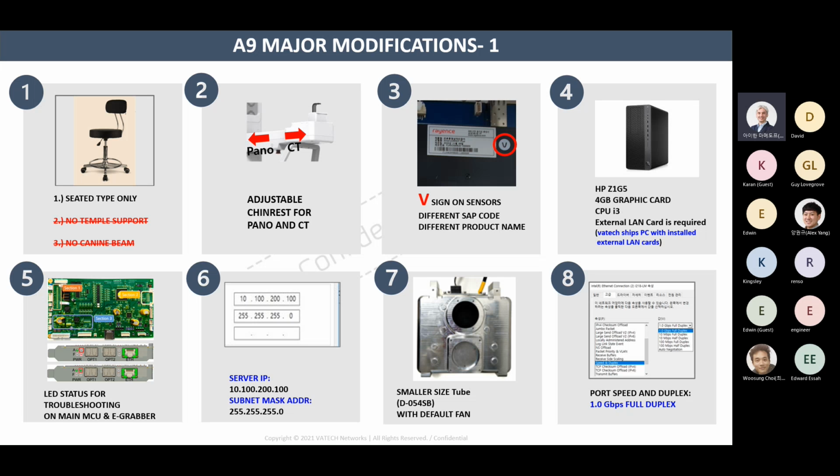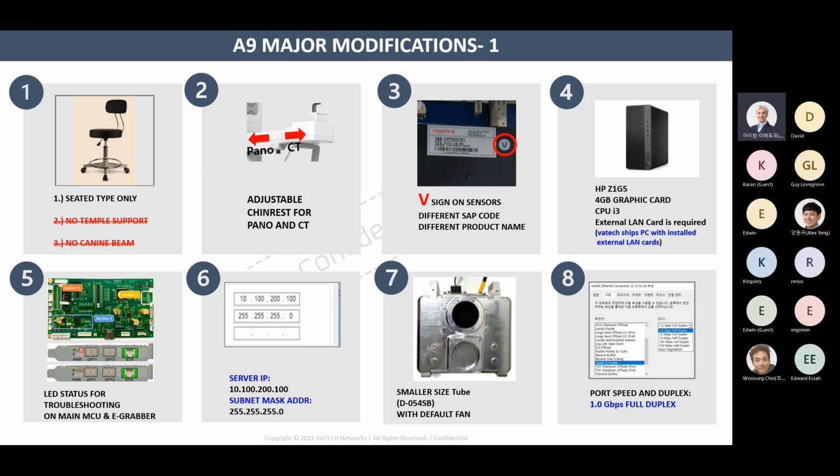This product A9 uses only a chair for image acquisition. You must purchase, your customer must purchase the chair. It's seated type. You cannot take images standing, all right? It doesn't have temporal support and no canine beam.